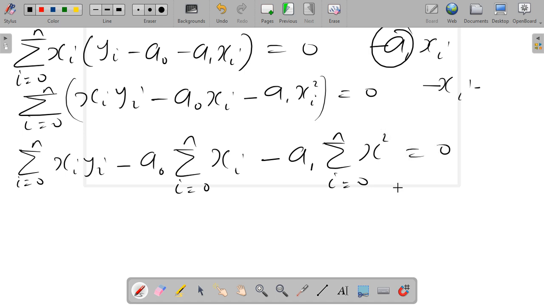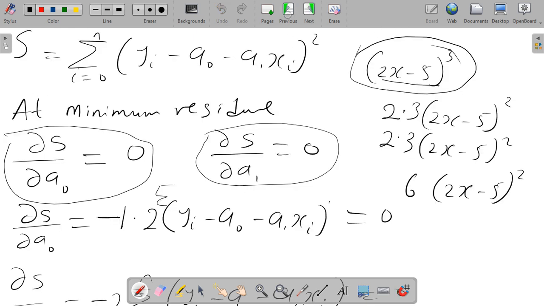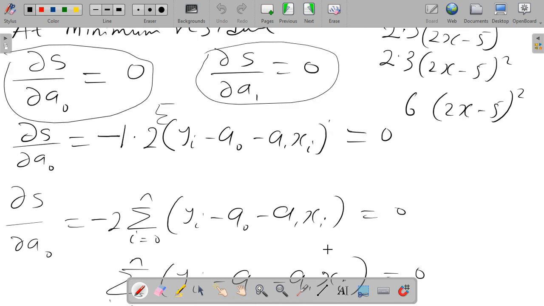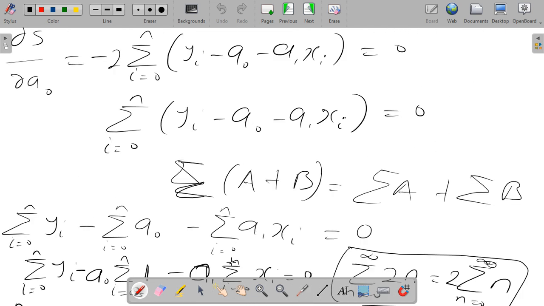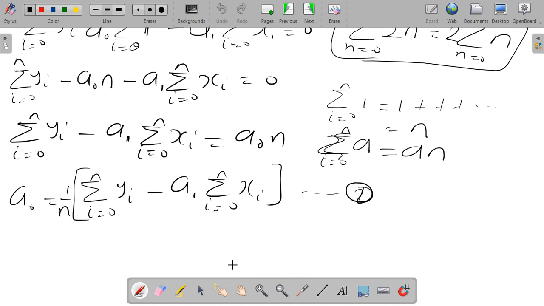Now don't forget that we have gotten our a0 before. We got that our a0 is in terms of a1, so we can just put it there. Let's check the previous page. We got our a0 to be 1 over n into the summation, i starting from 0 to n, of yi minus a1 summation xi. So let us put it there. Next page.